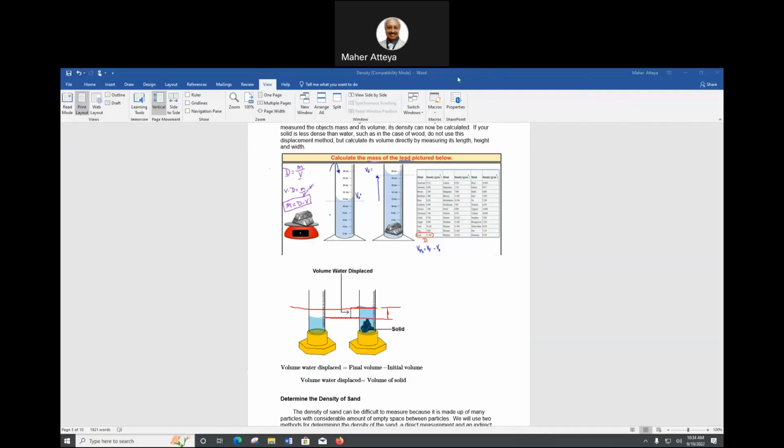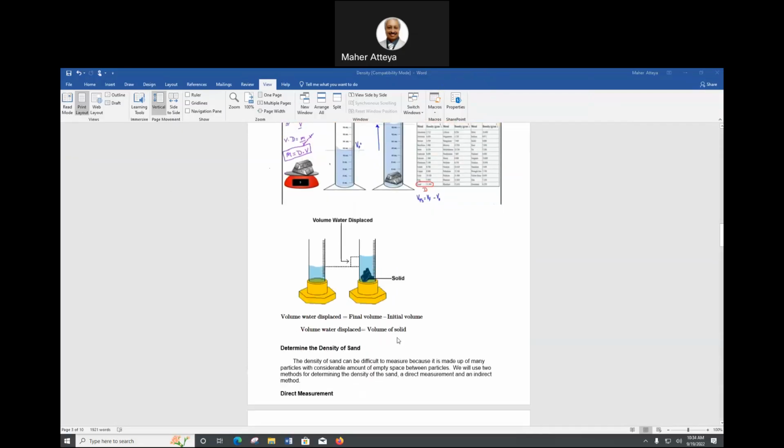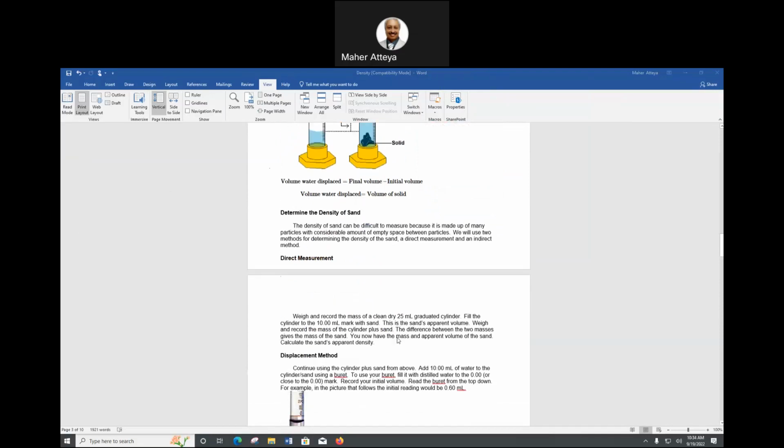Now, let's do the sand. The sand is a little bit trickier than those two. Why is the sand trickier? Because the aluminum shot, although irregular, is made of metal, and therefore the shots have very packed, dense interaction with each other, so there are no air bubbles between the particles. However, sand has a problem. Sand is very porous, meaning it has a lot of air trapped in between.